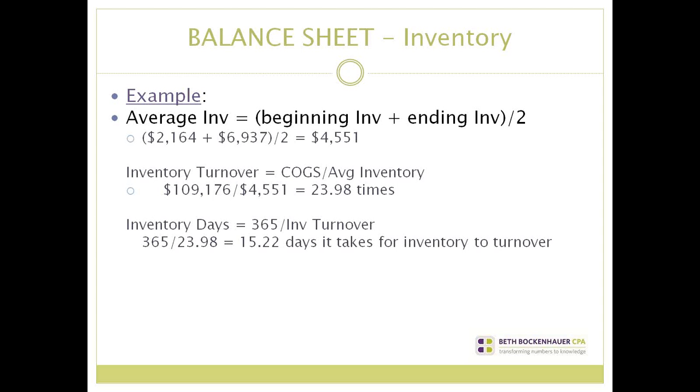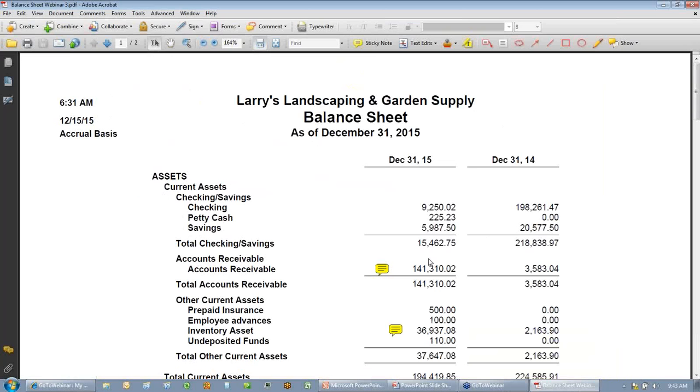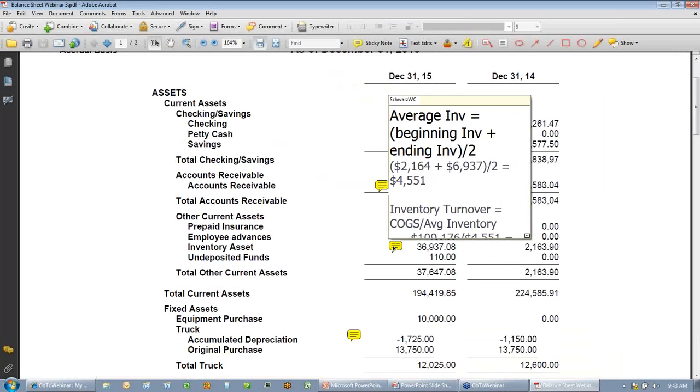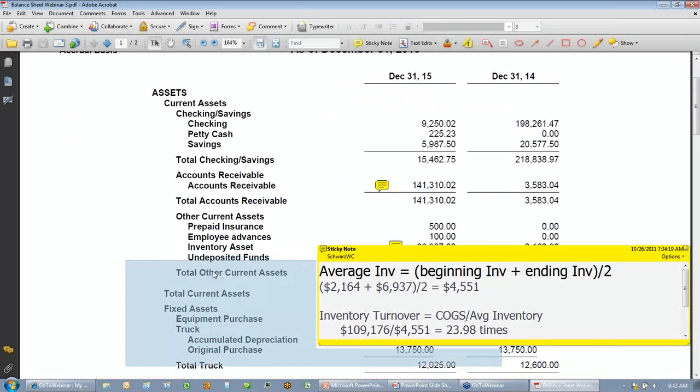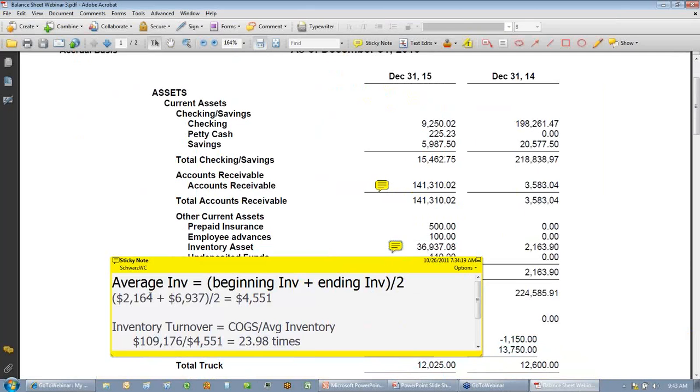So once again, we would start with our average inventory, beginning and ending. I'm going to go to a visual here. I have my beginning inventory and my ending inventory divided by 2. I go to my profit and loss. I get my cost of goods sold, and I divide it by average inventory. And this tells me that my inventory turns over 23.98 times.